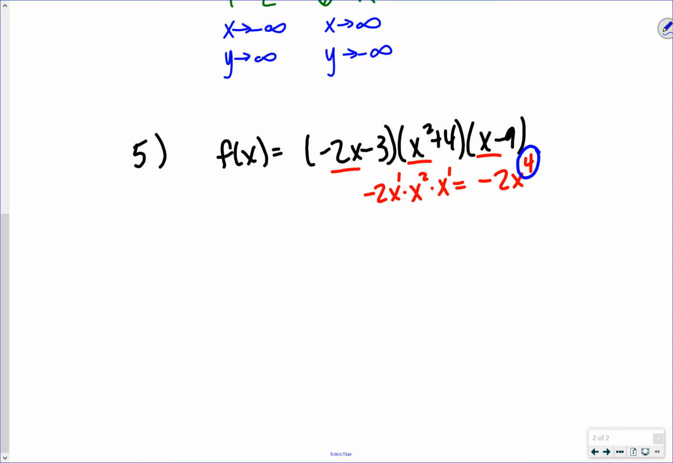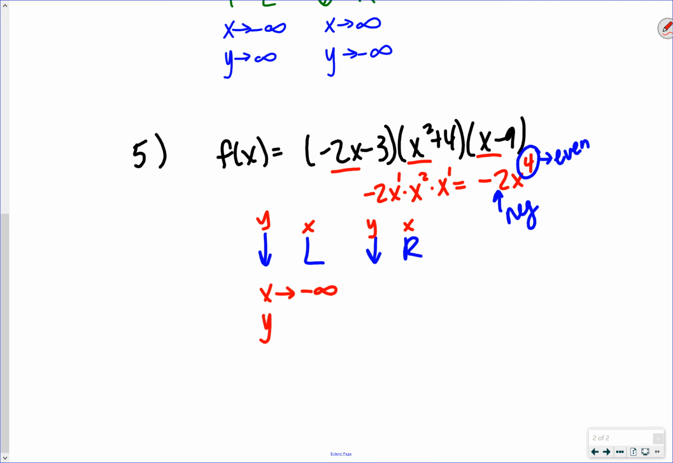Again, even degree polynomial, negative coefficient. So both down. Down on the left, down on the right. Left and right are x characteristics. Down is a y. So when x is on the left, you have a negative number. When y is pointing down, you're going towards a negative number. When x is on the right, I have a positive number. When y is pointing down, I have a negative number. 4 is my degree, means 3 turns.